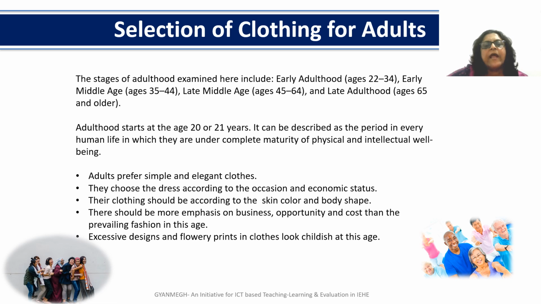Adulthood starts at the age of 20 to 21 years. It can be described as the period in every human life in which they are under complete maturity of physical and intellectual well-being. For them, the selection of clothes should be done very cautiously and some points should be kept in mind.